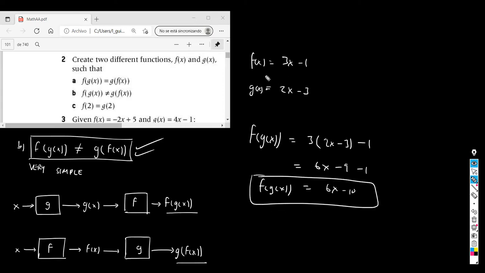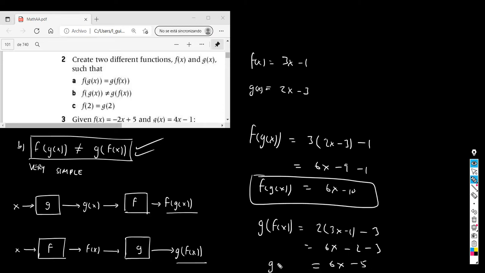And on the other hand, if you work with the same functions, but you apply f first and then g, then that would be doing g of f of x. That is, you first calculate f of x, and then you give that input to g. What is f of x is this, and you give this input to g, and you're going to be having this 2 times 3x minus 1 minus 3. So you get 6x minus 2 minus 3, so you get 6x minus 5.